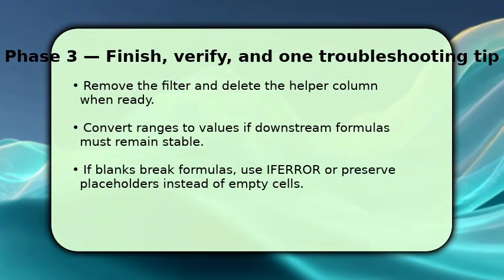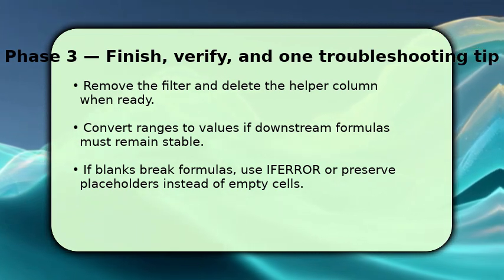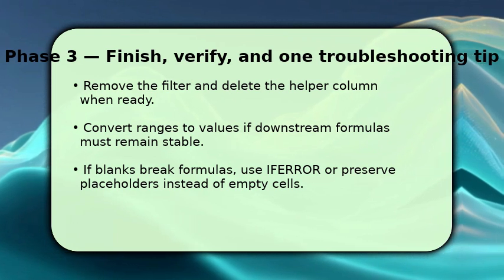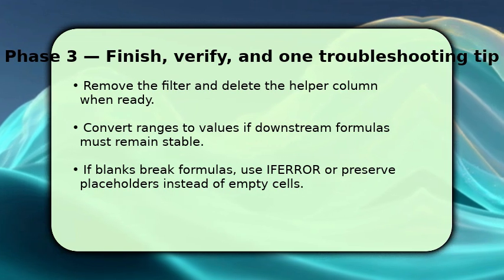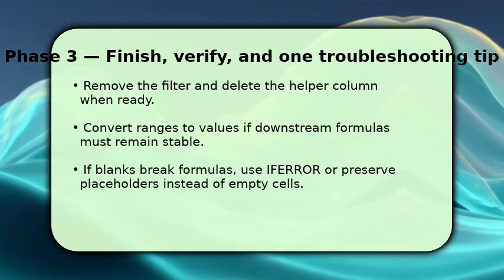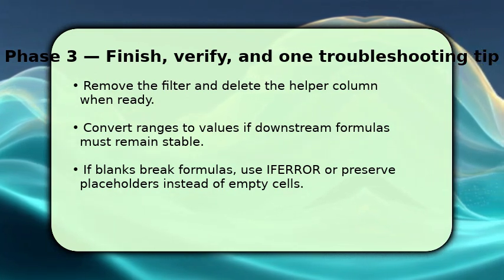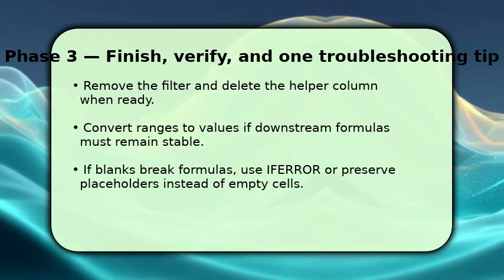If downstream formulas rely on contiguous data, convert affected ranges to values first so references don't change. One key troubleshooting tip: if blanks cause errors, replace cleared cells with a safe placeholder or use IFERROR and ISBLANK checks in dependent formulas. If something went wrong, revert to your backup or use undo immediately. That prevents accidental data loss and preserves cell layout.